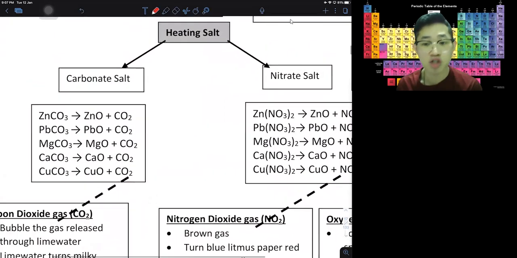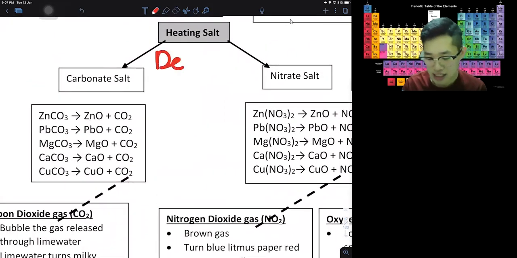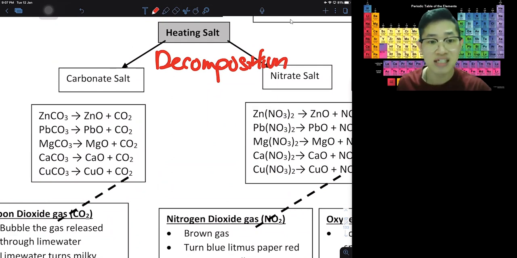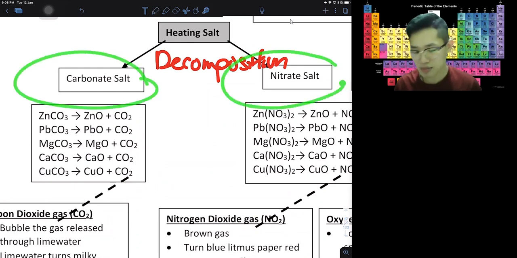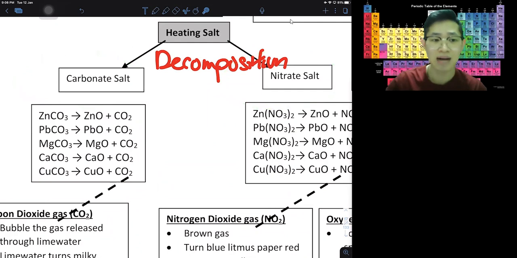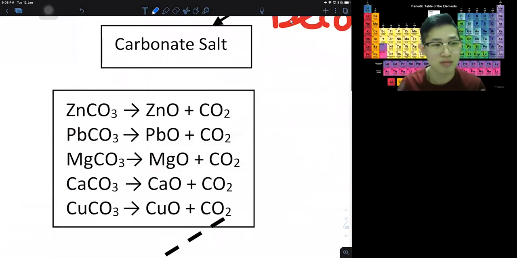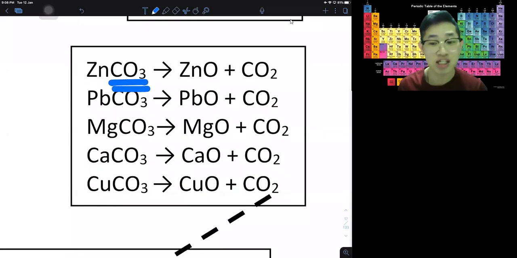Okay, for heating of salt, heating is also known as a decomposition reaction. If you do know, please write it down. Heating also means decomposition. In the SPM, they only come out with these 2 types of example: either they heat carbonate salt or they heat nitrate salt. They don't heat other salt, because if they heat other salt, you cannot do. SPM is very kind, most of the time. So first, if they heat a carbonate salt, what is a carbonate salt? Carbonate salt means they have CO3 in the salt.